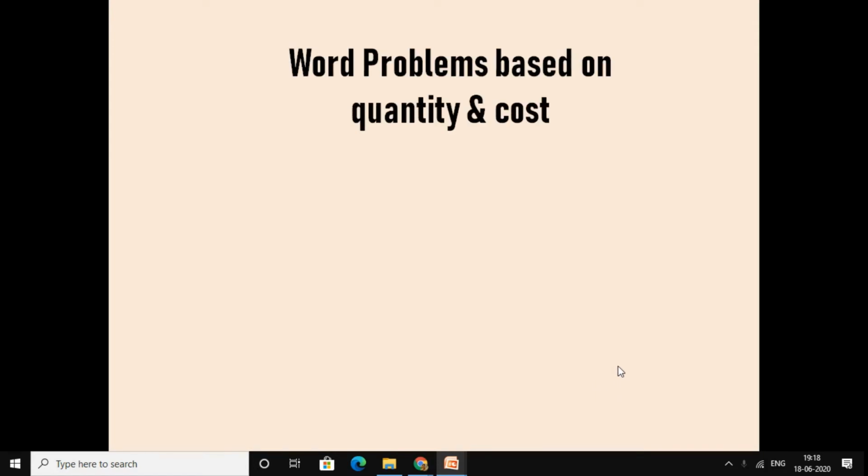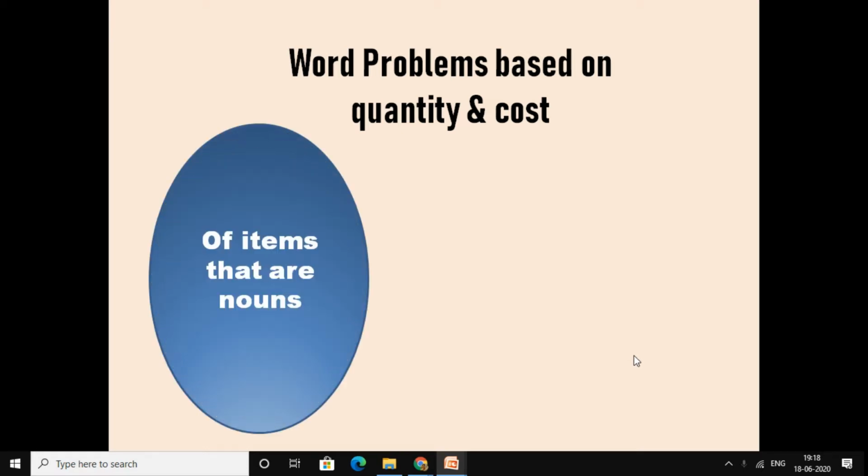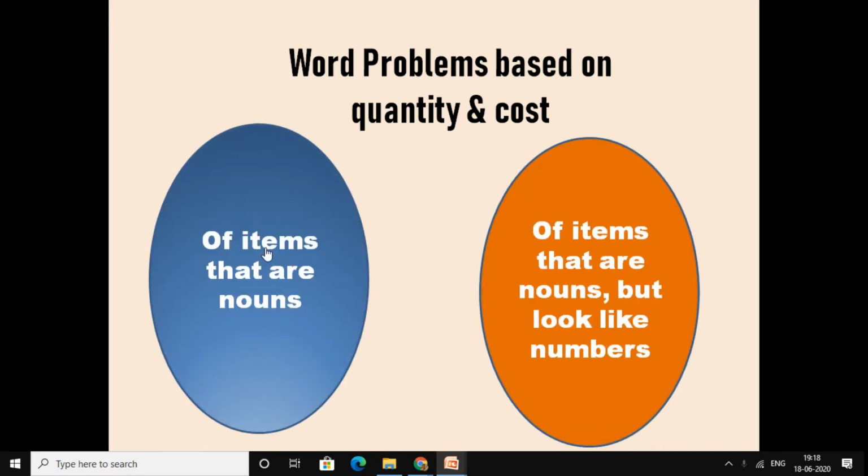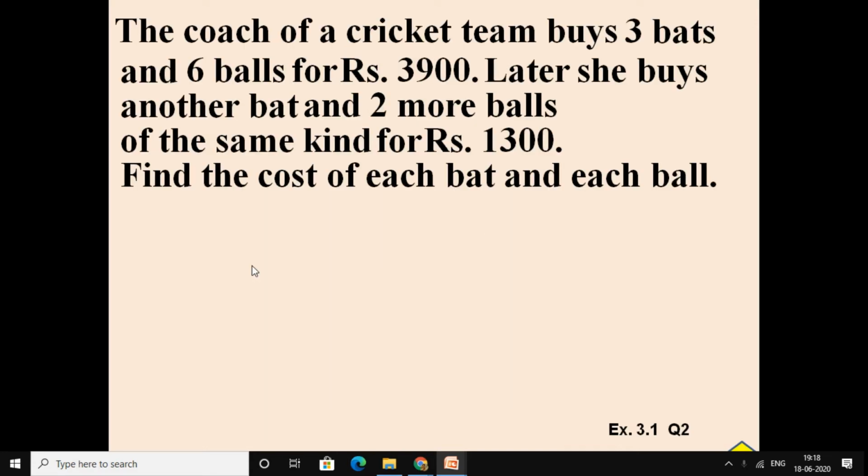So, cool, moving to the word problems based on quantity and cost. We're going to talk about two different branches under this. We will talk about the quantities of the items that are nouns, and we are going to talk about certain items that are nouns but they look like numbers, so at times they cause confusion. So, let's first look at a few examples from these.